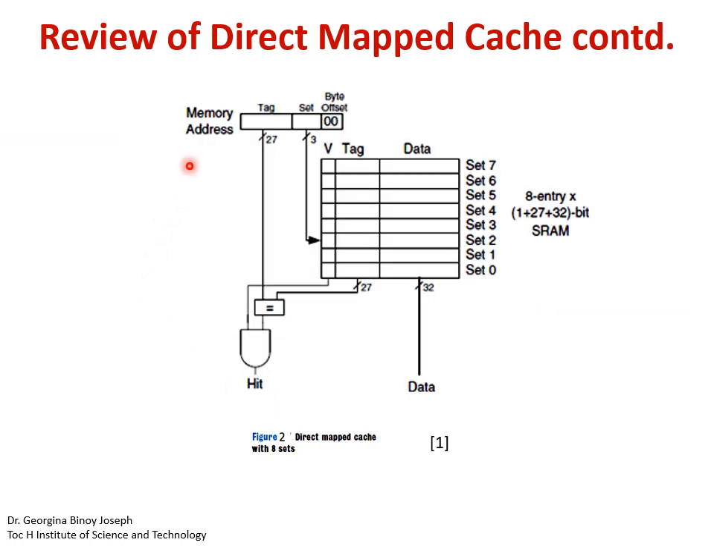Now the hardware of the direct map cache we had seen earlier: there was hardware required to match the tags in the main memory address and the tags stored in the cache. Only when the hit value was equal to 1, we could take the data.